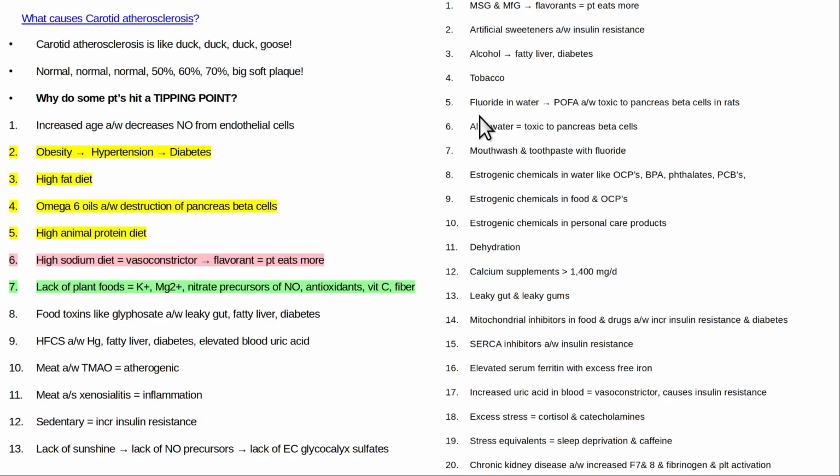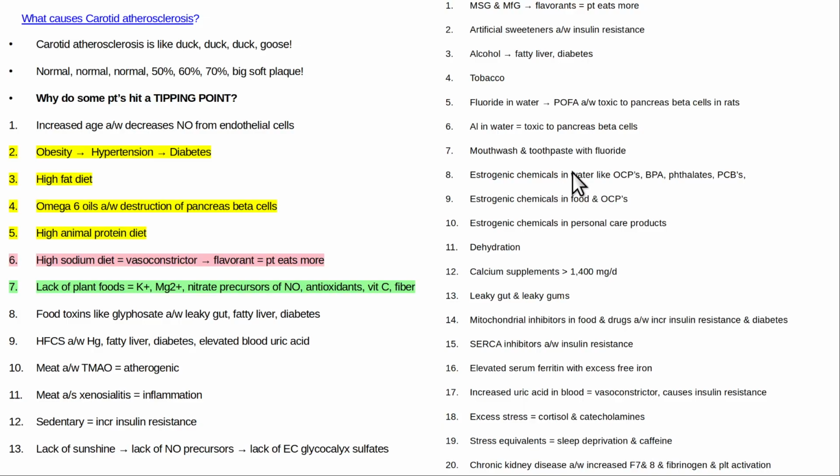F in the water. Also, PFOA, nonstick cookware, gradually have a toxic effect on pancreatic beta cells, thus increasing your risk of diabetes. Okay, Al in the water, aluminum, that is toxic to pancreas beta cells. Okay, these are gradual, mild effects, but they add up over the course of decades.